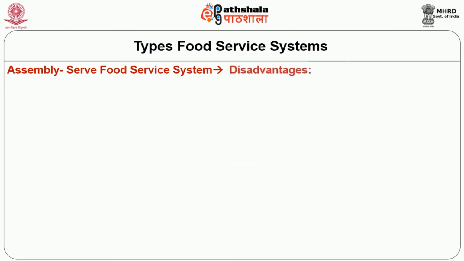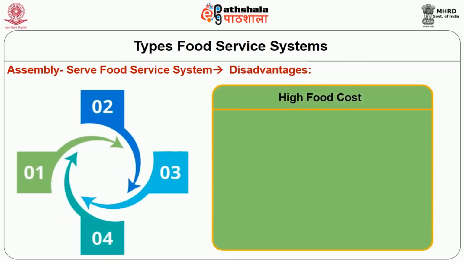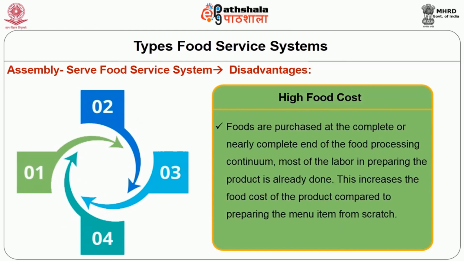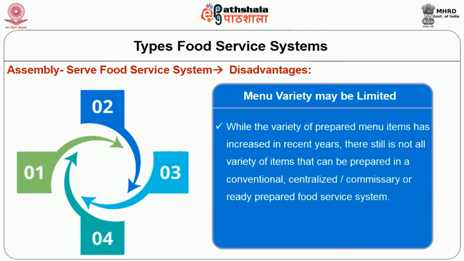More than the advantages, the assembly serve food service also has its disadvantages. The disadvantages include high food cost. High food cost is there because foods are purchased at the complete or nearly complete end of the food processing continuum, and most of the labor in preparing the product is already done. This increases the food cost of the product compared to preparing the menu item from scratch. Next is that menu variety might be limited.